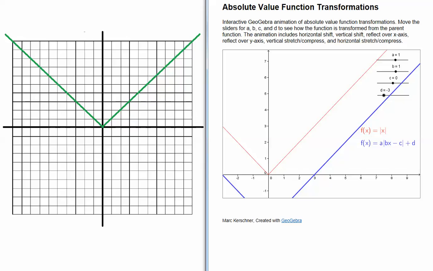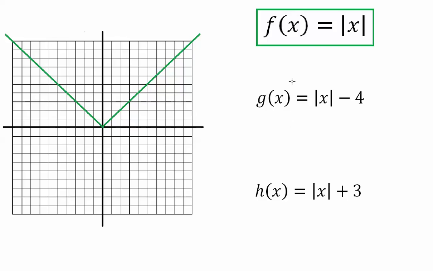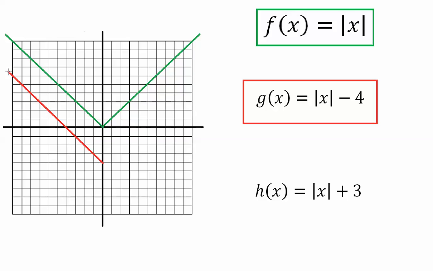So let's go back to our original problems. We've got g of x here, and I will highlight that in red. And since we're subtracting 4, it looks like we're going to have to shift down 4. So from our center we go down 1, 2, 3, 4, and graph up this way. Our slope is going up 1 over 1, so that doesn't change at all. Just shifting it down 4. Okay, there we go. Now let's graph our h of x function.